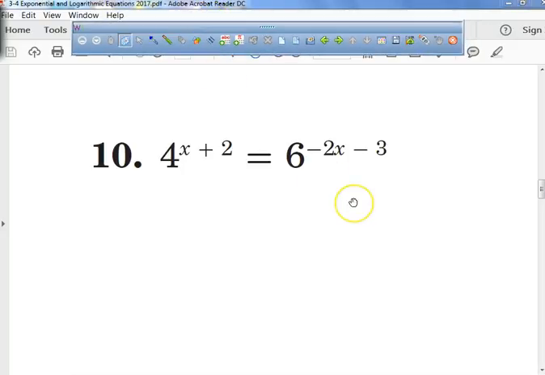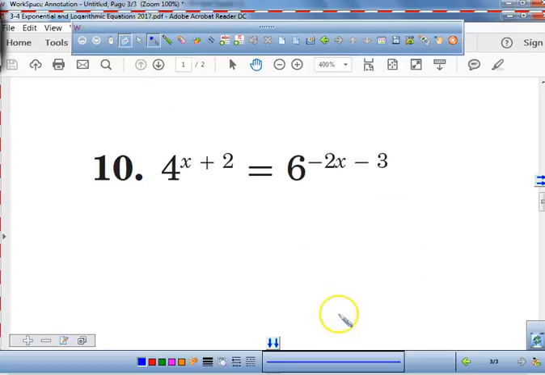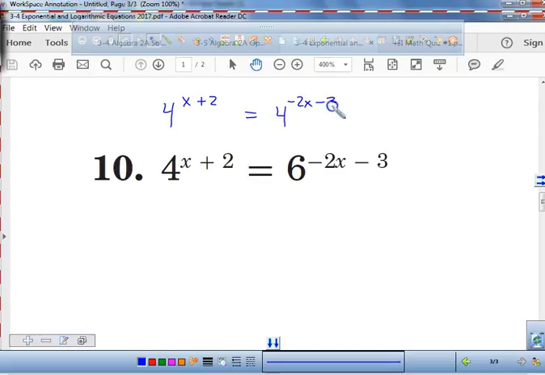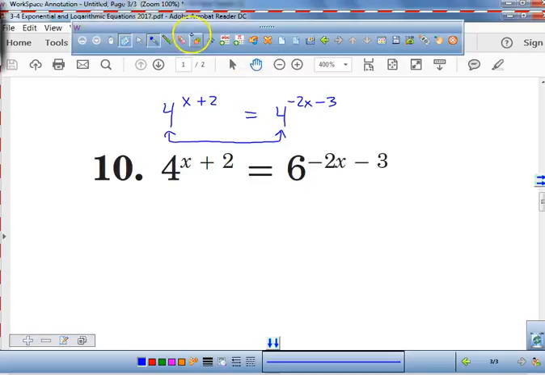Alright, we are continuing with logarithmic and exponential equations. Right now, we have a problem we need to solve for this guy right here, x. Now, this problem would be very easy if it was 4 raised to the power of x plus 2 equals 4 raised to the power of negative 2x minus 3. Why would this problem be a heck of a lot easier? Because they would have the same exact base number.